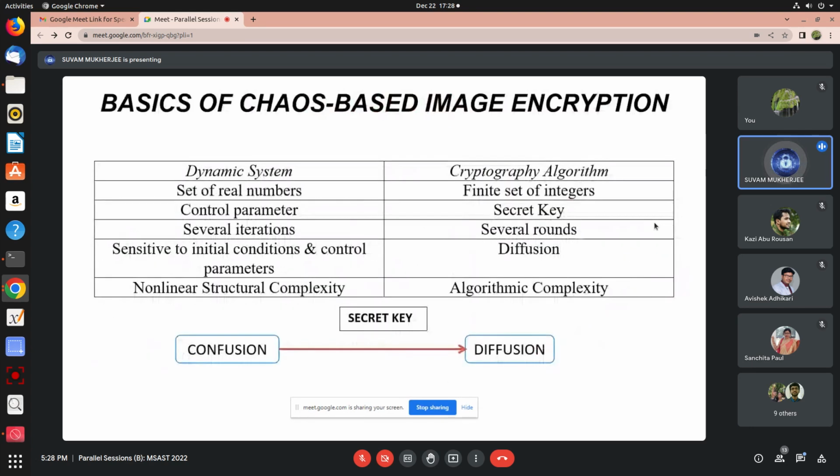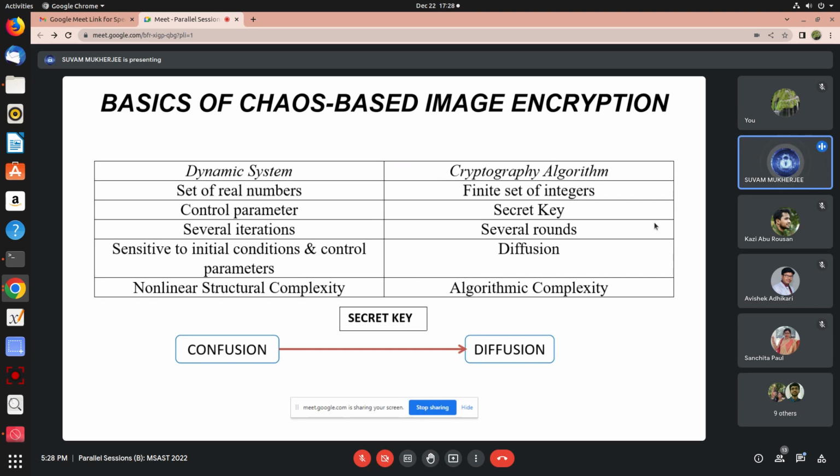So what is chaos-based image encryption, and what is the similarity between a nonlinear dynamical system and a cryptographic algorithm? In a nonlinear dynamical system, we have a set of real numbers, and similarly, in a cryptographic algorithm, we have a finite set of integers. We have control parameters in different chaotic maps, and similarly, in cryptographic algorithms, we use secret keys. There are several rounds or iterations in a cryptographic algorithm, which is similar to several iterations in a dynamical system.